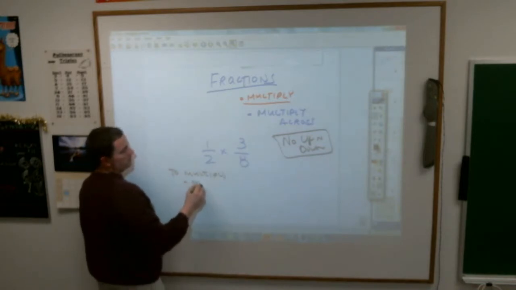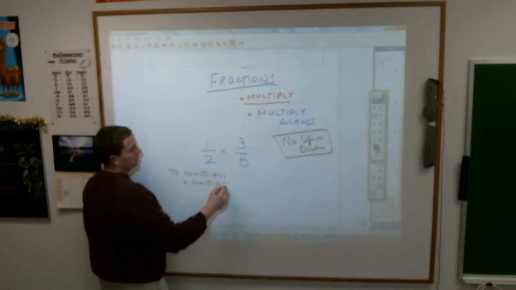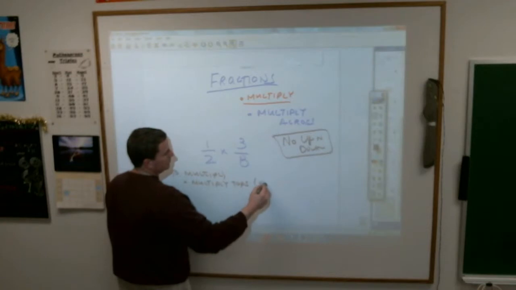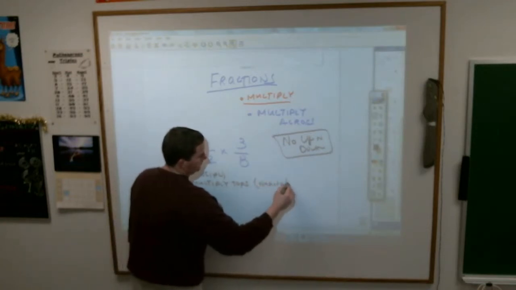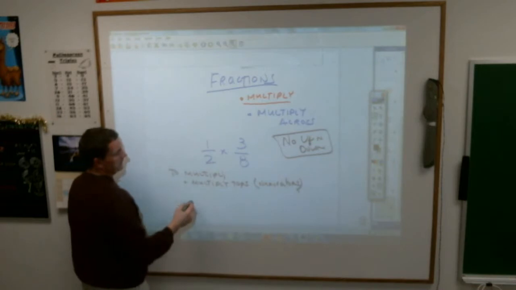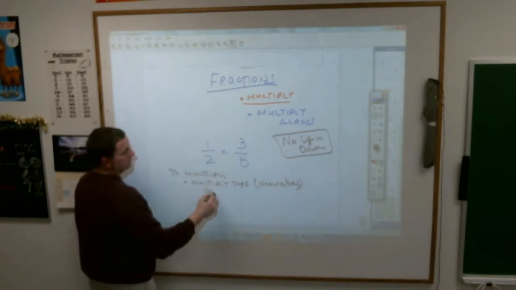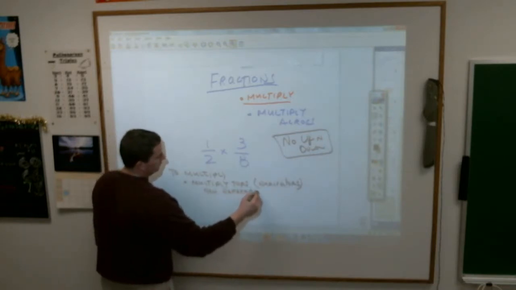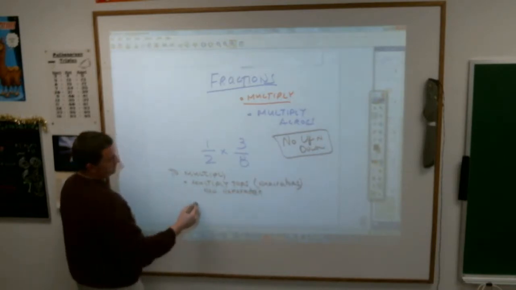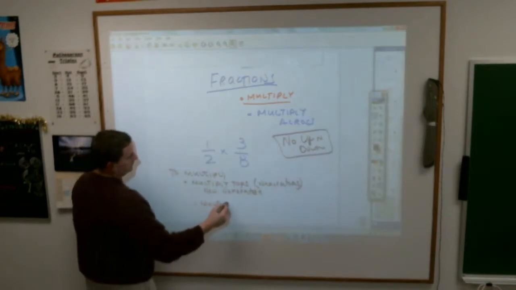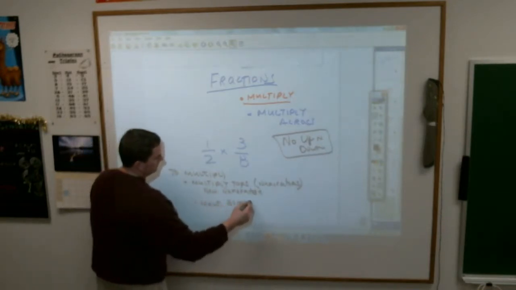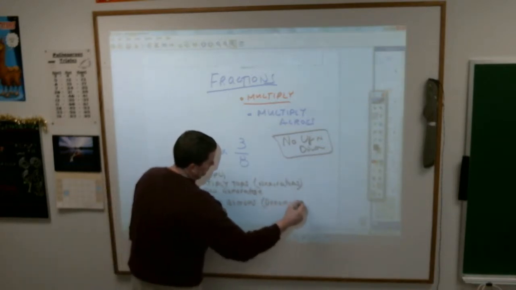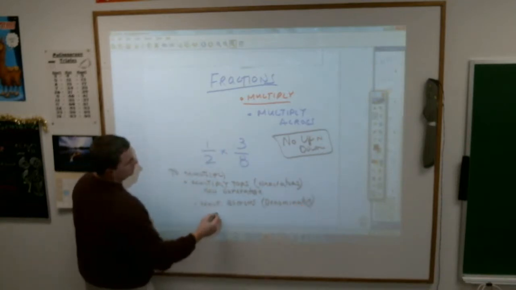you just multiply the tops, which are called what? The math word for the tops of fractions are the numerators. That gets you your new numerator. And then you multiply the bottoms, which is called the what? Denominators. And that's your new denominator.